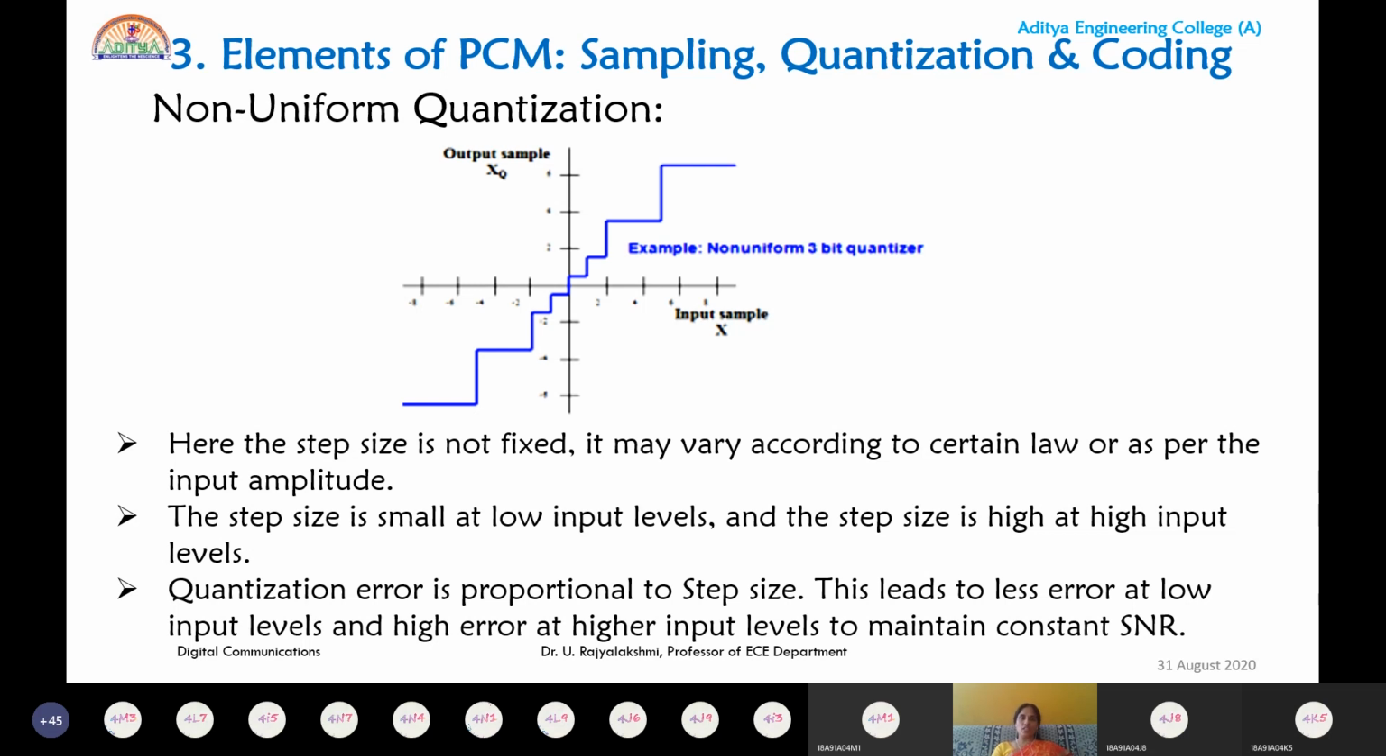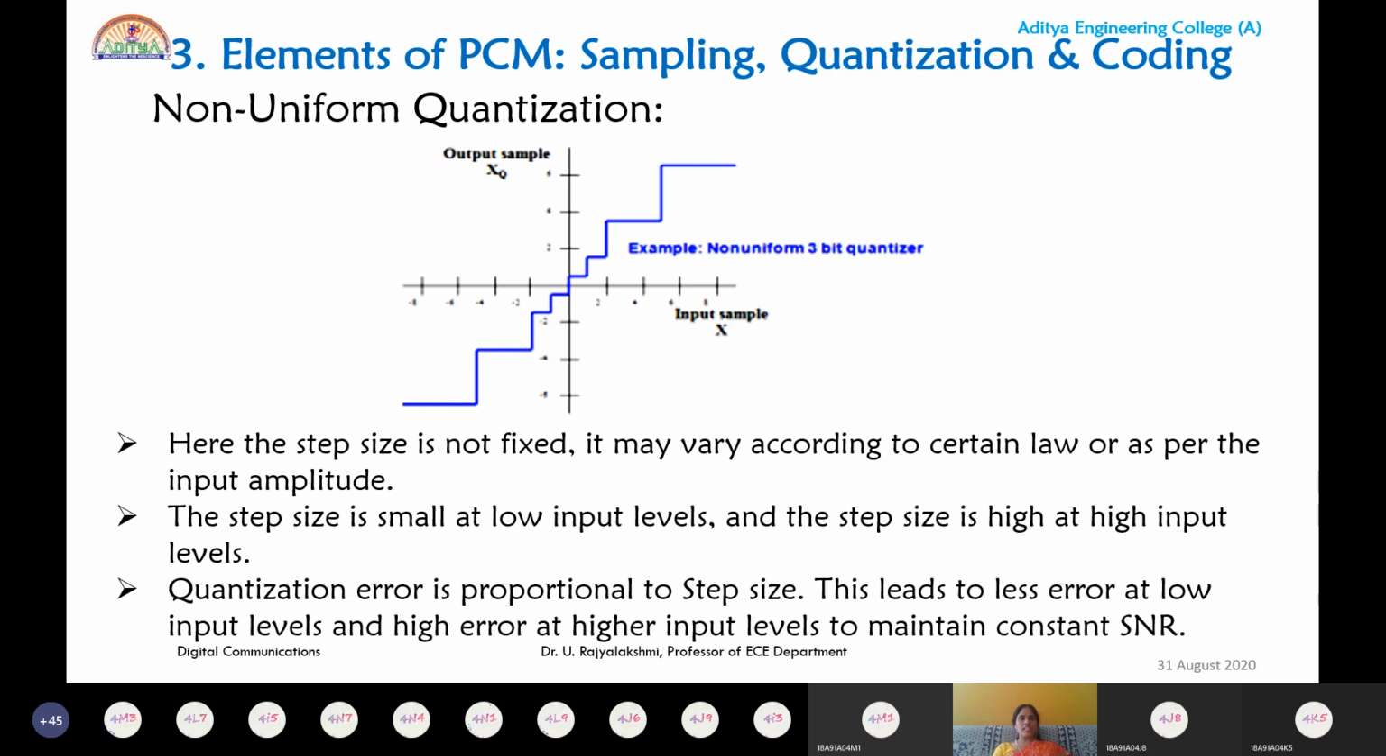So compression for the low input signal and expansion for the high input signal at the transmitter section, and the reverse principle will take care at the receiving section. Anyhow, we can discuss some more regarding this companding in module 5. The basic principle here is compression for low input signal and expanding for high input signal, meaning that step size is low for the low input signal and step size is high for the high input signal. You can observe the same from the waveform.